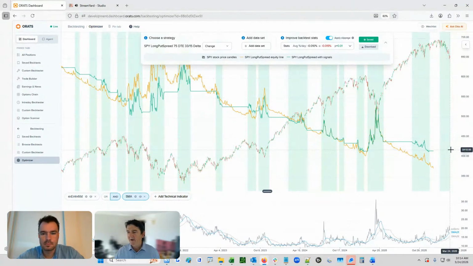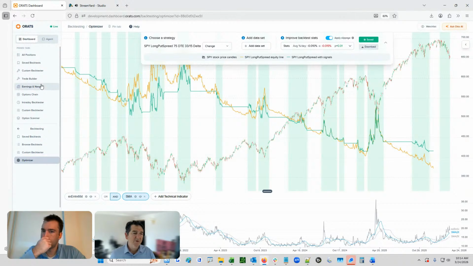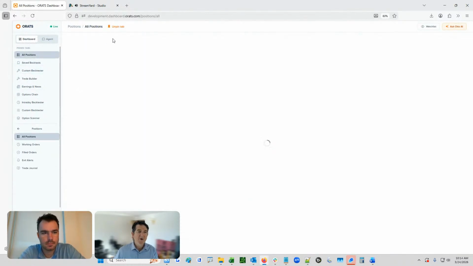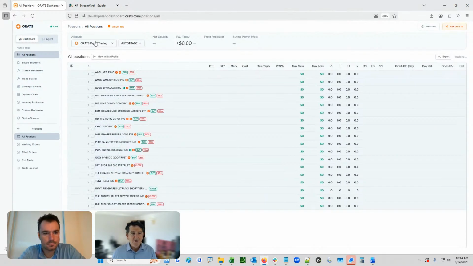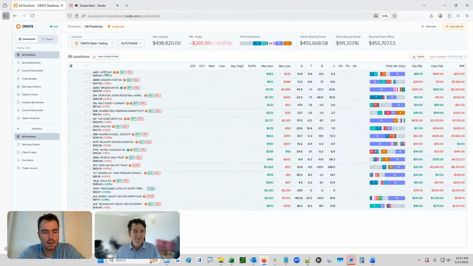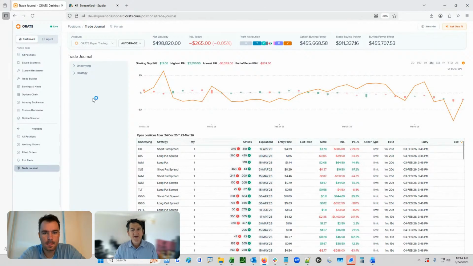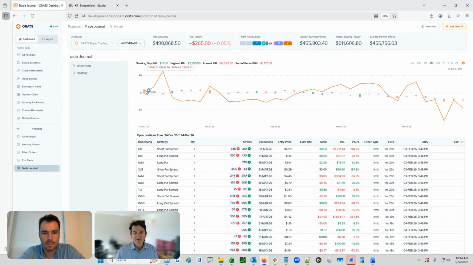The reason it's not all the way up is we update it periodically. Now the next step: we're doing this auto trading, right? If you go to your positions and go to ORATS paper trading auto trade, you'll see a bunch of positions here. Then you could say, well, how is it doing? I go to the trade journal, and here's a trade journal since February, and I could look by underlying.